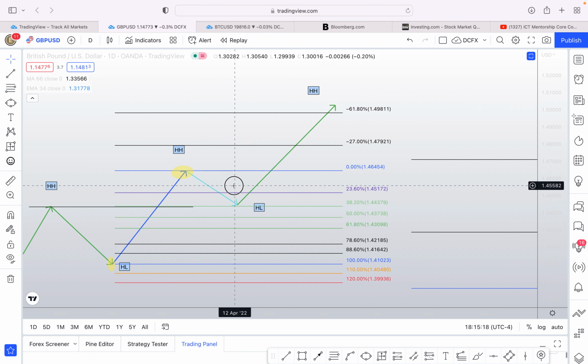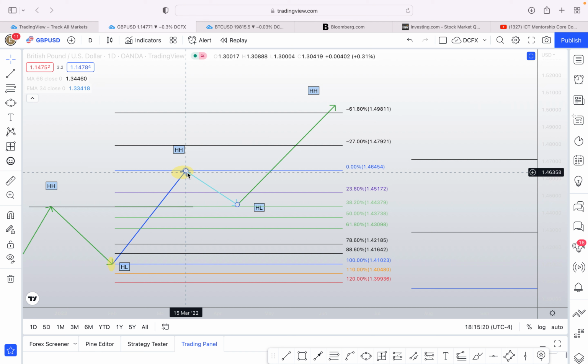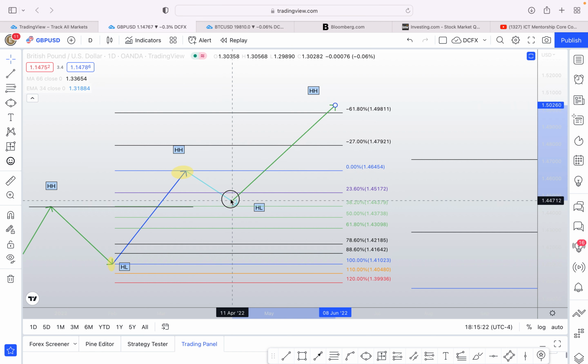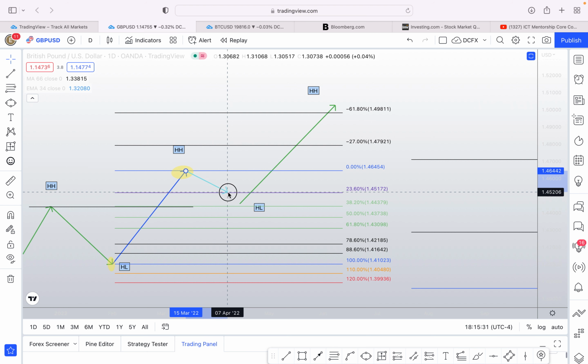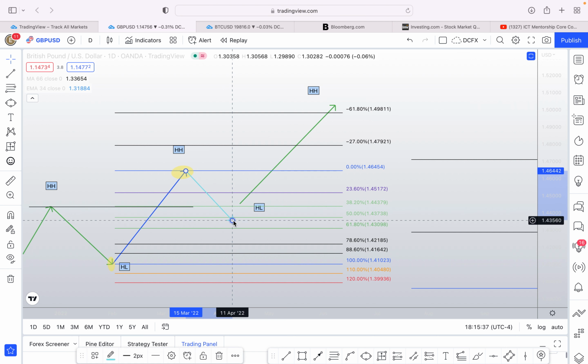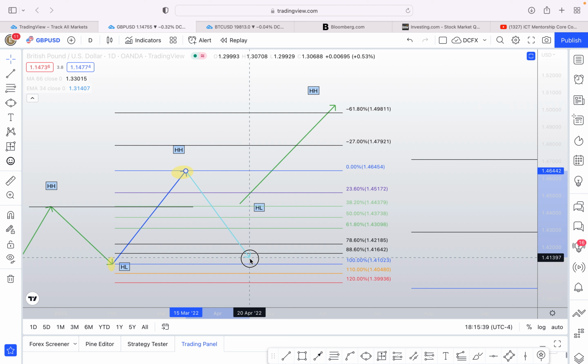Now, the market can retrace to any specific ratio. Excuse me, I'm trying to grab the blue. Here we go. The market can come down to 23.6, it can come down to 30.2, it can go down to 50, it can go to 61.8, it can go anywhere all the way down to 100%.